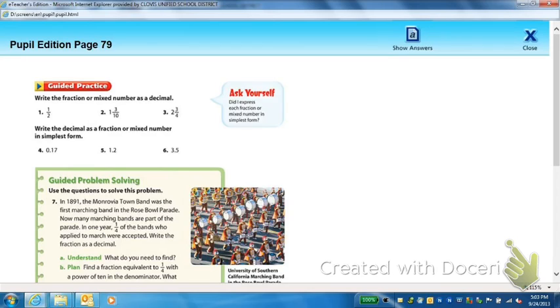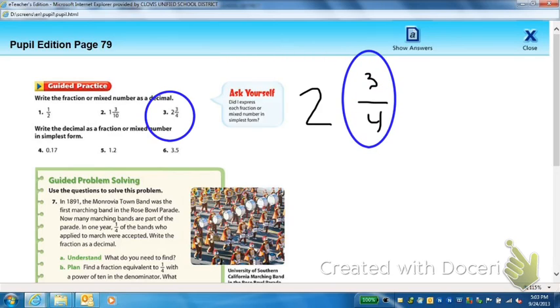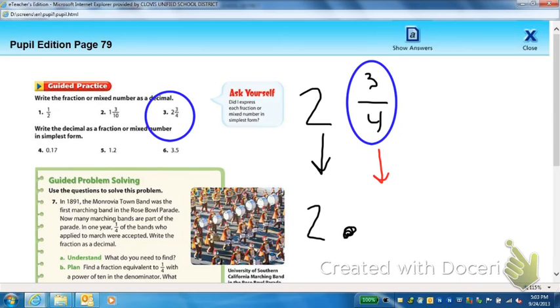So let's take a look at number 3. We have 2 and 3/4. All we're worried about is the fraction part. We don't have to do anything with that 2, with the whole number. So your 2 is just going to come straight down and add a decimal. And then I'm going to change my 3/4 to 0.75. So 2 and 3/4 as a decimal is 2.75.